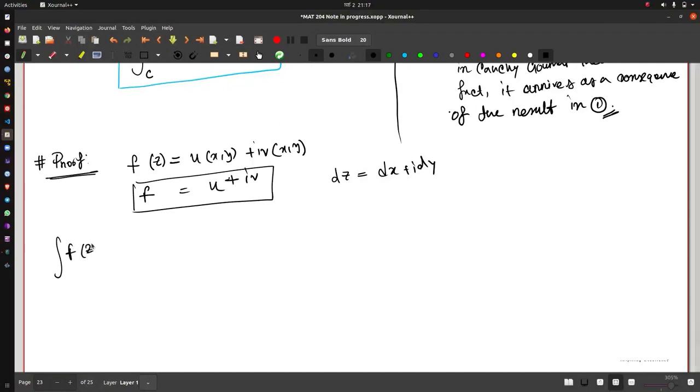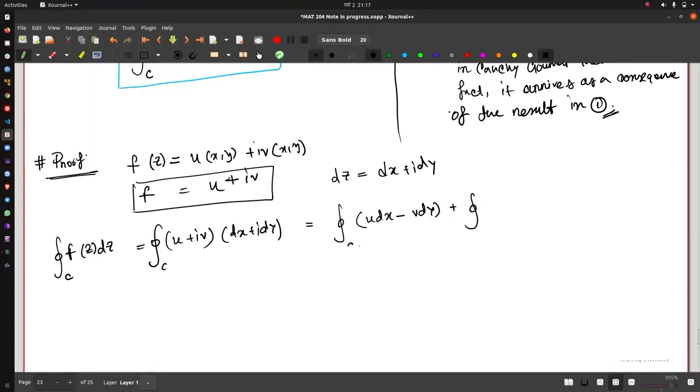So this is the integral of f of z dz over some closed contour, and this is (u plus iv)(dx plus idy). It's a closed contour integral. Notice that we are not using any parameterization, so I'm not using the limits. I'm just using the contour integral itself. Okay, and if you distribute these things, you will have u dx minus v dy. Then the imaginary part of this integral would be u dy plus v dx.